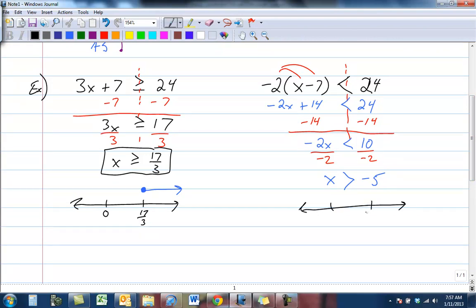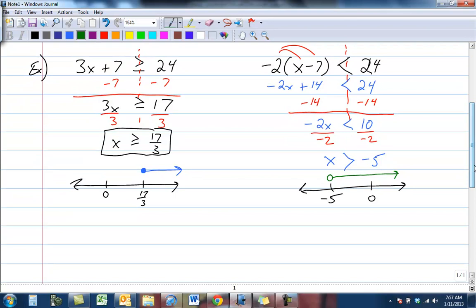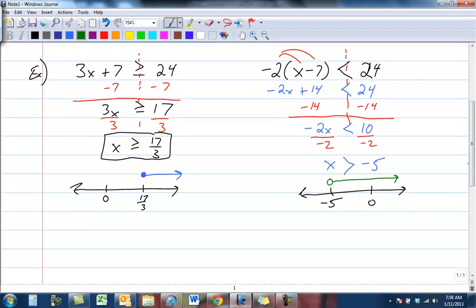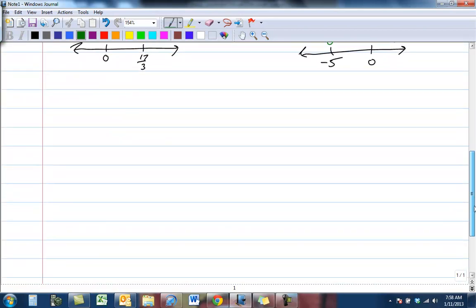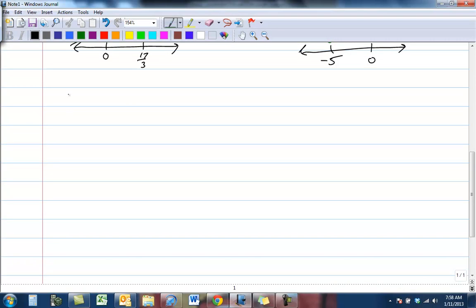To graph this, we got -5 and 0. This is going to be open or closed? Open, to the right. All right, so nothing fancy. We're making these solving problems a little bit more complicated. Let's do 2 more, and then I'll set you free. How about this one? Let's go with 6x minus 9 is greater than 4x plus 7.